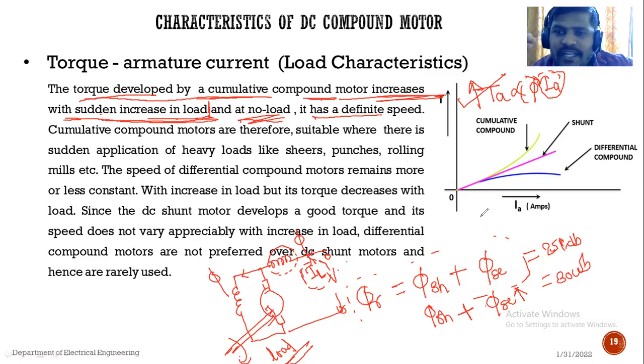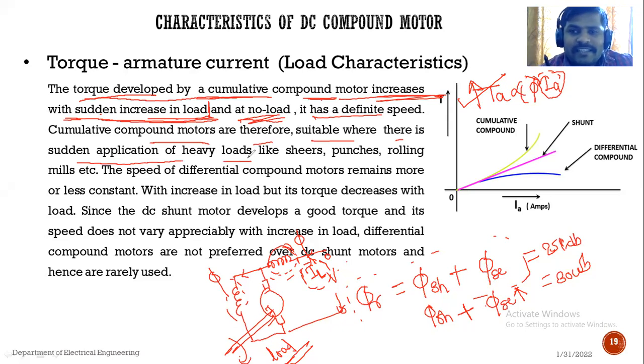Okay, so it is having some definite speed at no load condition, because there is a series field winding and a shunt field winding. शंट फील्ड वाइंडिंग पण आहे आणि सिरीज फील्ड वाइंडिंग पण आहे, so that speed is not dangerously high. Somewhat torque will be present, and it is having a somewhat definite speed. So cumulatively compounded motors are therefore suitable where there is a sudden application of heavy load.